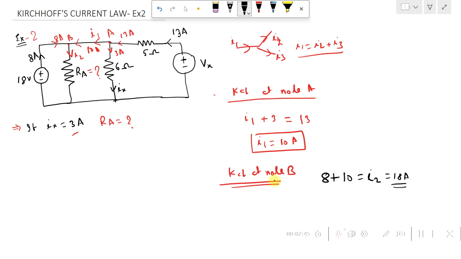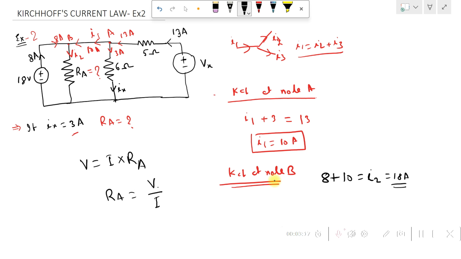Now 18 amperes is the current passing through this resistor Ra. But what we need to find out is the value of the resistance Ra. To find the value of the resistance, look at Ohm's law, which says V equals I into R. So Ra is nothing but the potential difference across Ra divided by the current passing through it. The current we already found as 18 amperes and the voltage is also given as 18.